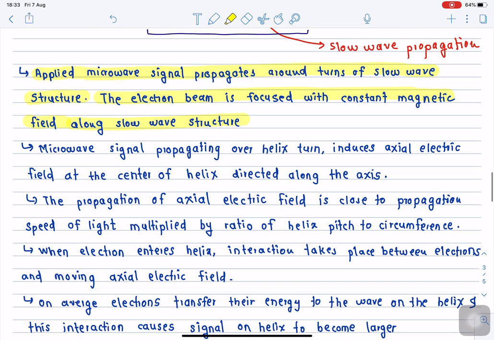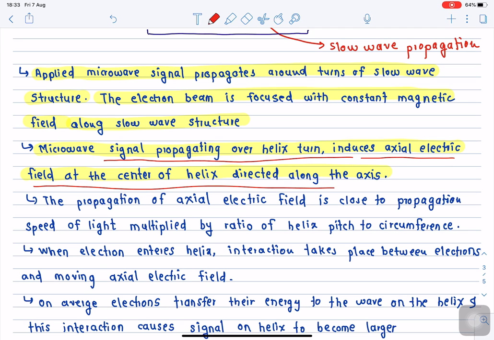The microwave signal, as it is propagating over the helical part, induces an axial electric field at the center of the helix, which is directed along the axis. So this is a very important concept. This I will underline: the microwave signal which is propagating over the helix will induce an axial electric field at the center of the helix, which is directed along its axis.